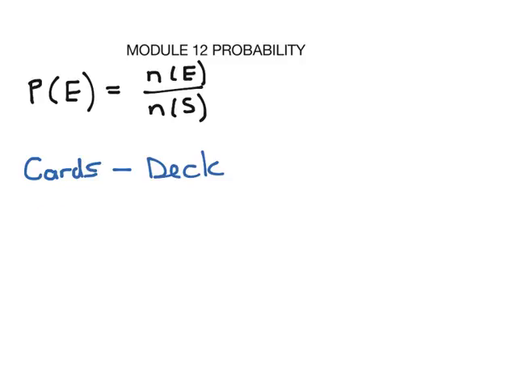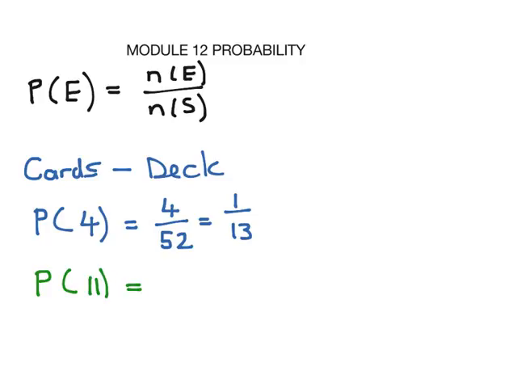So if I asked you, what is the probability of getting the card number 4 out of a pack? Okay. So in total, Irshad, how many 4s are there in the pack? 4. How many cards in total? 52. Then you go and simplify. 1 over 13. The probability of drawing card number 11 is 0 out of 52, which is 0.